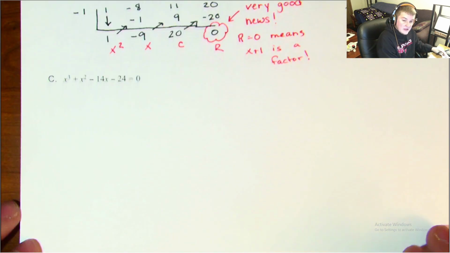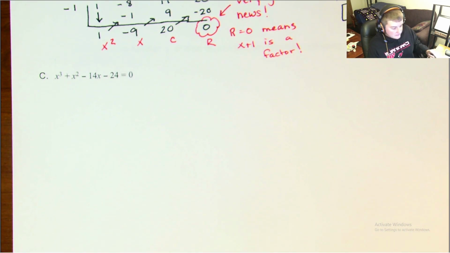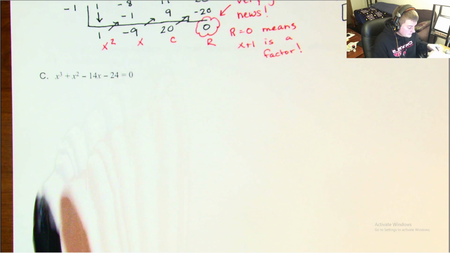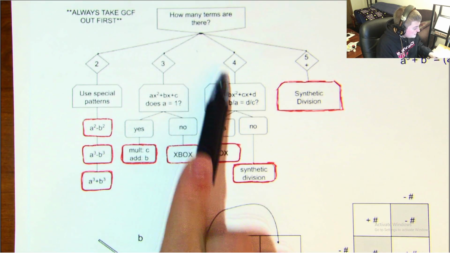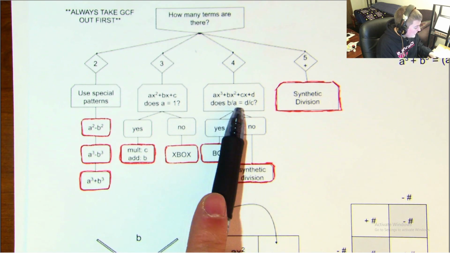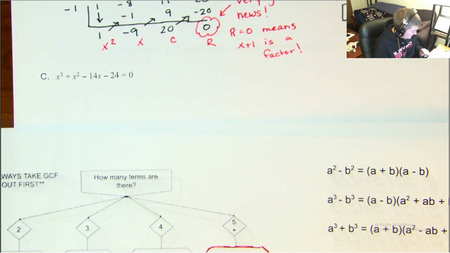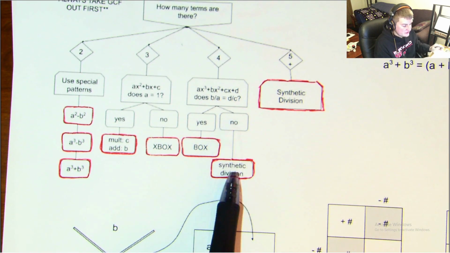Okay, so I'm looking at C, and there's no greatest common factor. There's 4 terms, and I want to see how I need to factor to solve this. Is B over A equal to D over C? Is 1 over 1 equal to negative 24 over negative 14? No, so I have to use synthetic division.